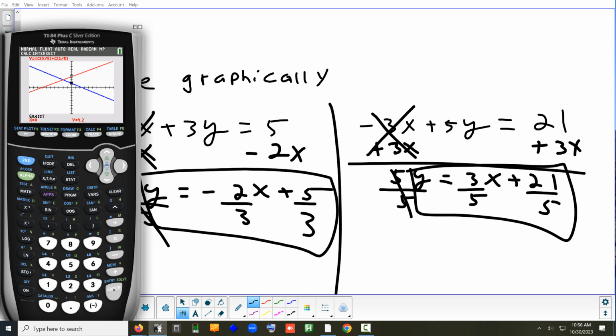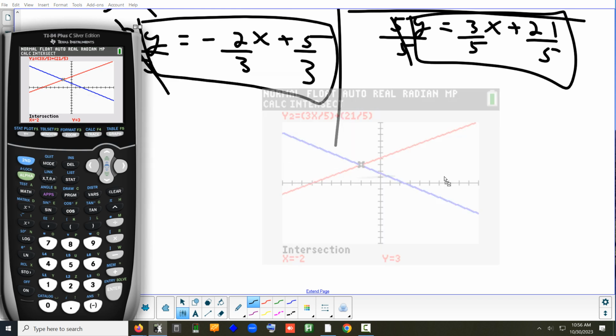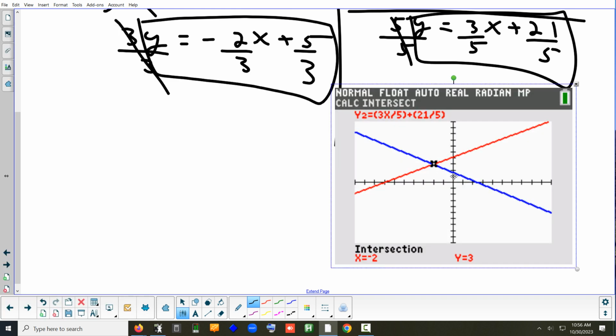Now, does the guess matter? No, because it's only going to cross one time. So just put the guess really anywhere you want. And let's put our answer down there. So when you write your answer, both those numbers have to be part of it. So you can do it just like that. X equals negative 2, y equals 3.